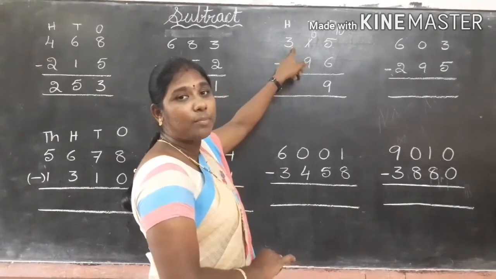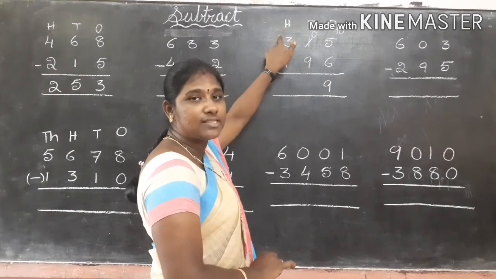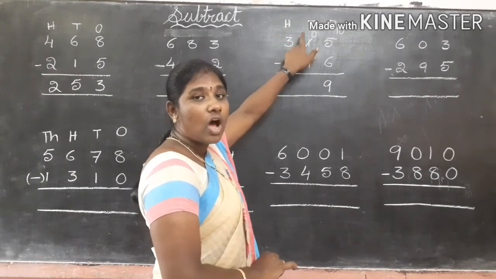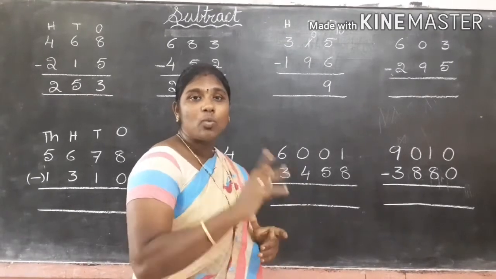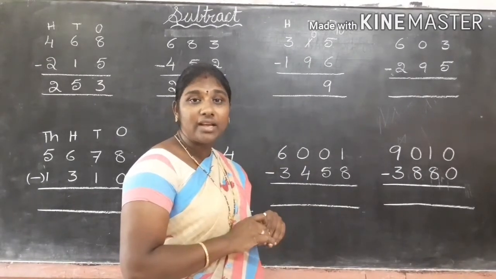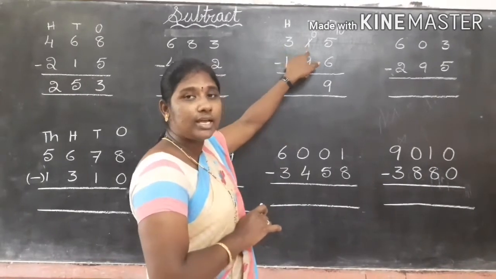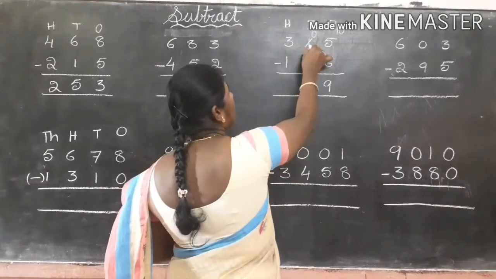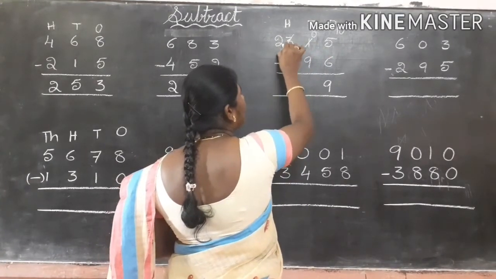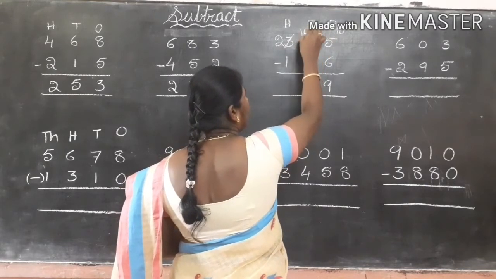Same, we have to take the borrow from the before place. It is tens place, it is hundreds place. How many tens make 100? 10 tens make 100. So while we are borrowing from here to here, here also we will get 10 only. When we give to here, it will become 2, and we are giving 10. 10 plus 0, 10 only.